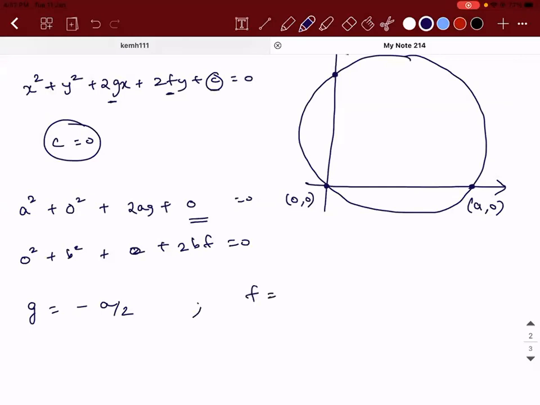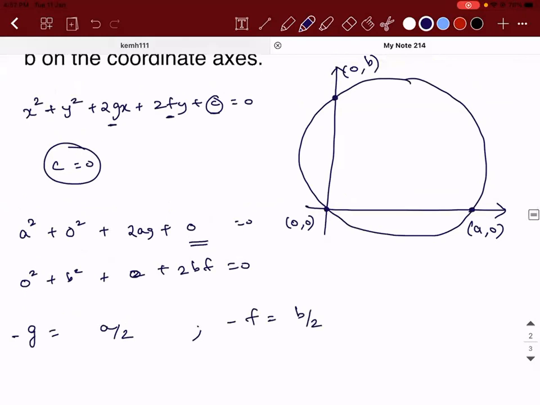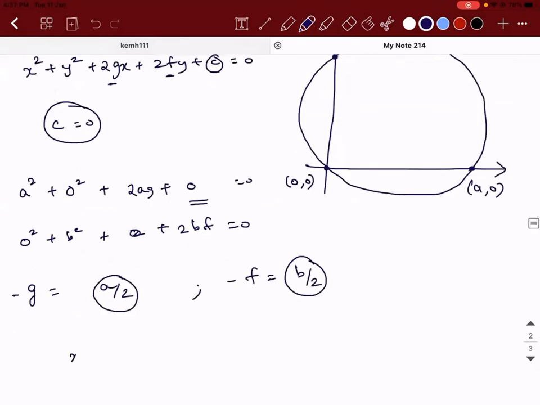So we need the center. Center is minus g comma minus f. So minus g is a by 2. Minus f is b by 2. Correct? Is this what you people got? So now you know the center. So substitute it: x square plus y square minus ax minus by is equal to 0. Is this the answer?